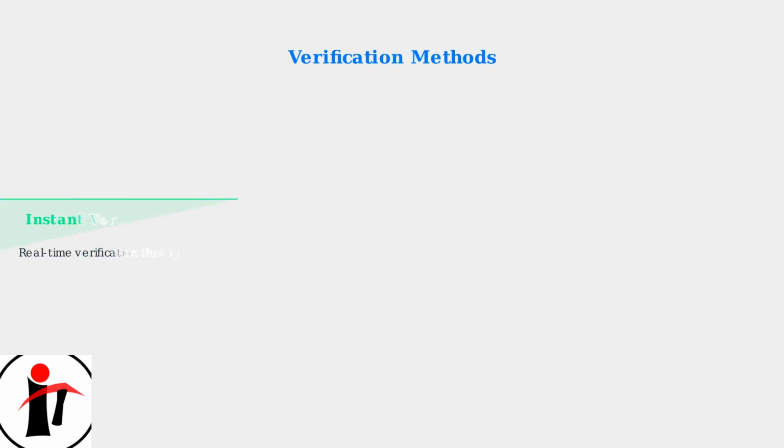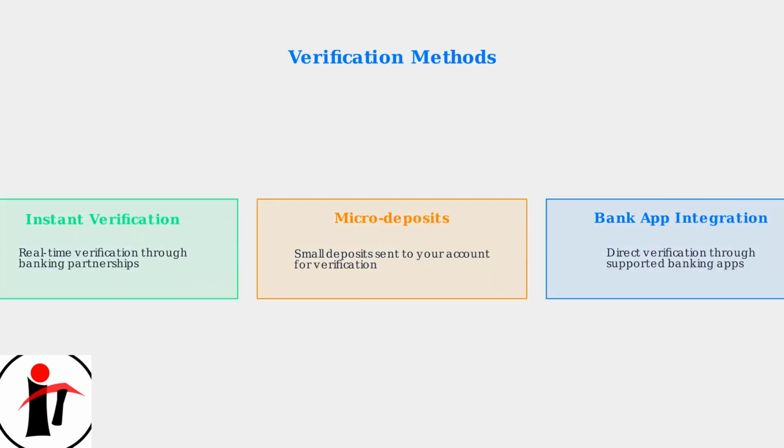Apple Cash offers three verification methods for your bank account. Instant verification provides real-time verification through banking partnerships. Micro deposits involve small amounts being sent to your account that you'll need to confirm. Bank app integration allows direct verification through supported banking applications.